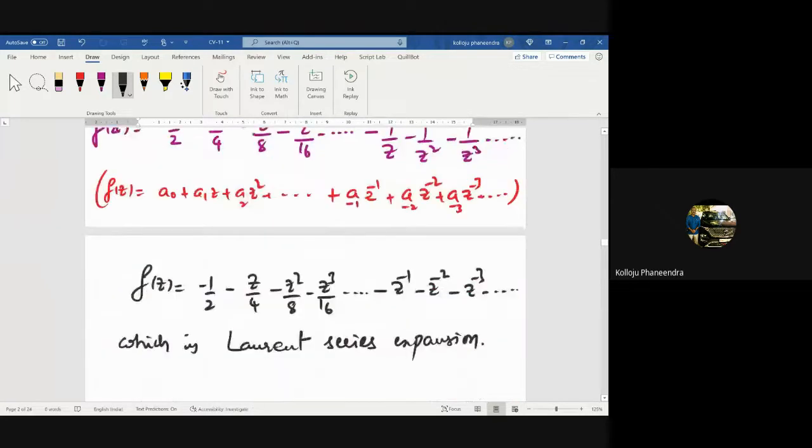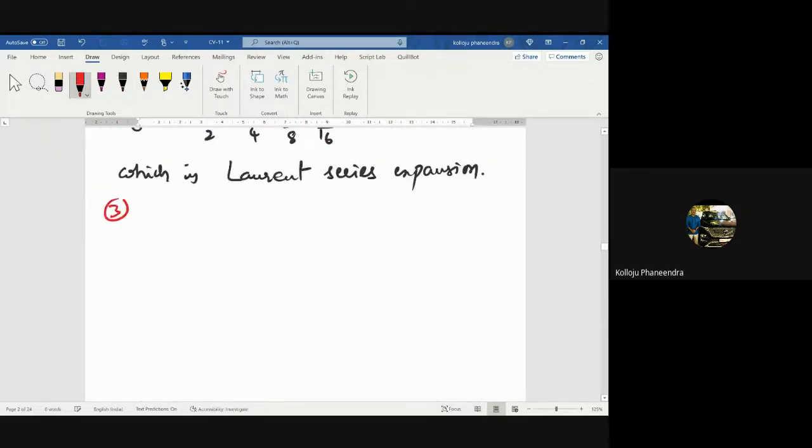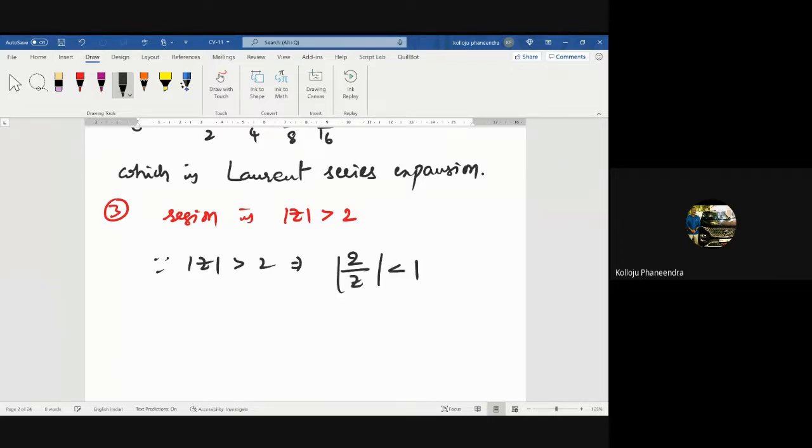Now, coming to the third one. What is the third one? The region is mod z greater than 2. Remember, mod z greater than 2. Since mod z is greater than 2, take this z on the right side. 2 by z is less than 1, agreed? 2 by z less than 1, or you can write 1 by mod z less than 1 by 2. That implies 2 by z less than 1.